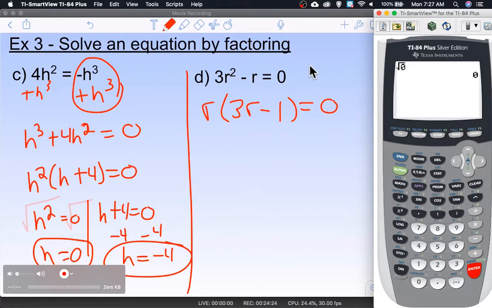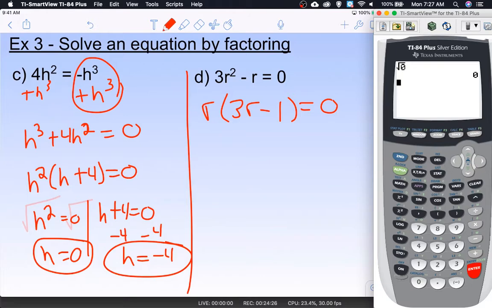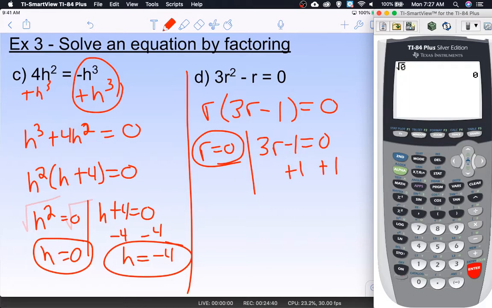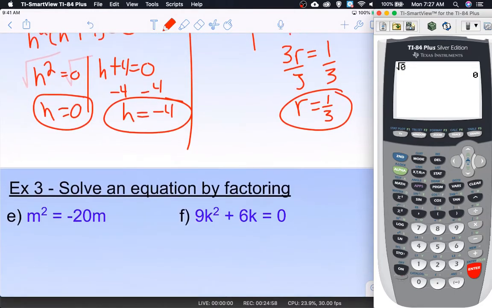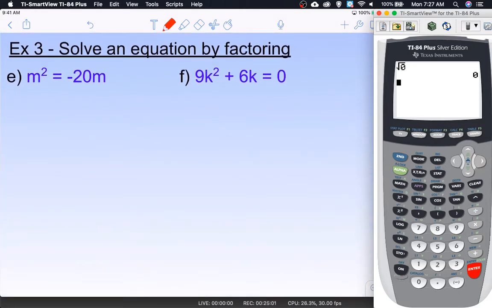Now that we've factored, we can set both these things equal to 0 and solve. The left side is already solved. r equals 0. Great. On the right side, when I add 1 to both sides, we're going to get 3r equals 1. And then when we divide by 3, r equals 1/3. And we would leave this as a fraction. Okay, here are two for you to try right now.